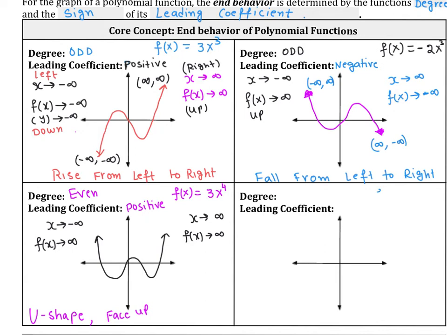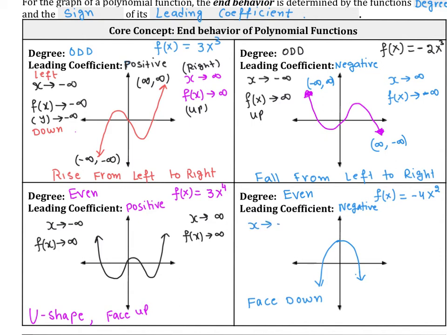The next example is when the function f(x) equals negative 4x squared or something like that, where the leading coefficient is negative and the degree is even. So this means this is going to be a U-shaped graph facing down. Any U function that is going to face down means both strings are going to face downward.